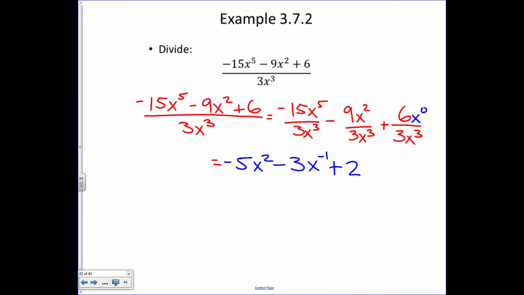And you can assume that that 6 has an x to the 0 power. And so 0 minus 3, that's going to give you x to the minus 3. And now we just want to rewrite this so that our exponents are positive. And so that just means moving them into the denominator.